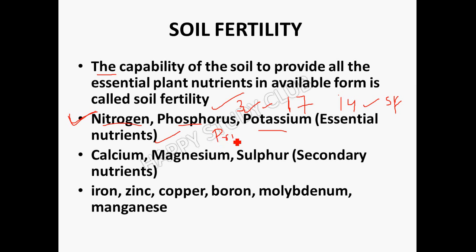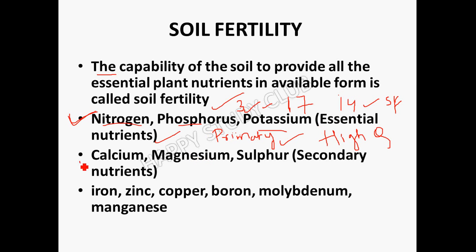These nutrients, nitrogen, phosphorus, and potassium, are known as primary nutrients because primary nutrients are the nutrients which are needed by plants in high amount, in high quantity. That's why they are known as primary nutrients, and these are the major nutrients of plants.